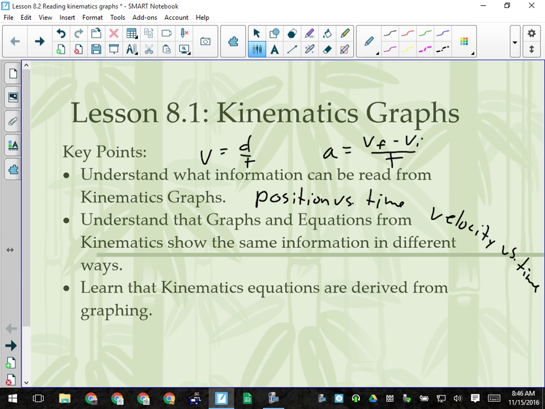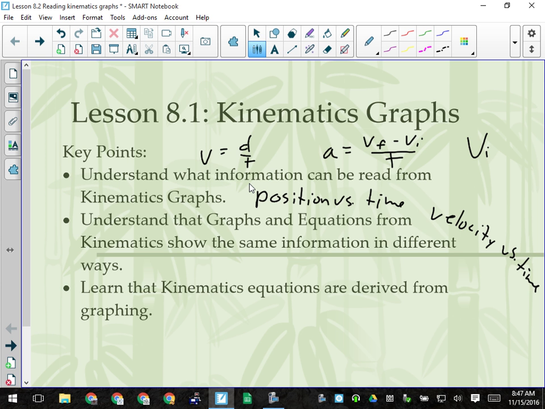Questions on what we'll be looking at today? Vf minus Vi over t. So final velocity minus initial velocity over time. No, the f and the i are subscript.